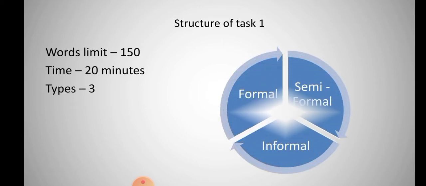Then after this, time: one should spend only 20 minutes on task 1 because task 1 carries less weightage than task 2. So 20 minutes are sufficient so that you can have ample time, that is 40 minutes, for task 2. Then types of letter: there are 3 types of letter, formal, semi-formal and informal. But in this video I'm going to cover only the formal letter.